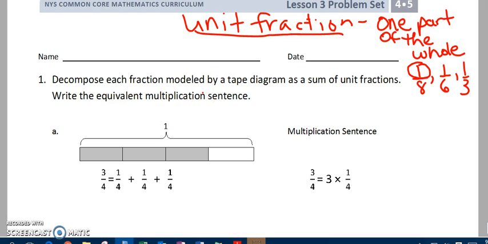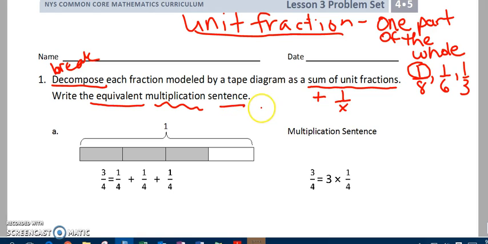number 1. Looking at problem number 1, it says decompose each fraction modeled by a tape diagram. So remember, decompose means to break apart. So we're going to break apart each fraction in this tape diagram as a sum of unit fractions. That means we're going to add a bunch of fractions that have a 1 as the numerator. Then we have to write an equivalent multiplication sentence. So we're going to show how that equals a multiplication.